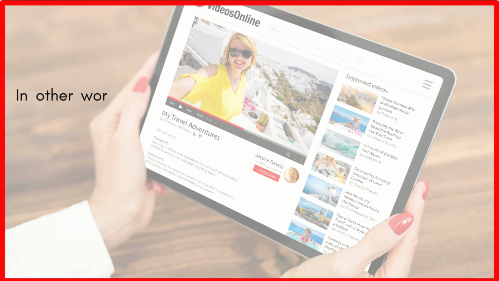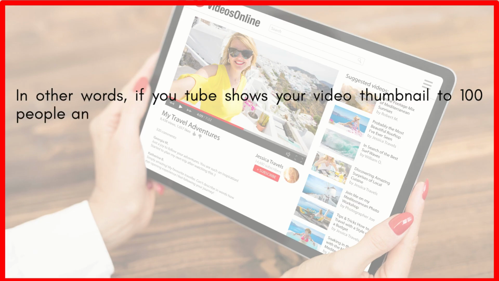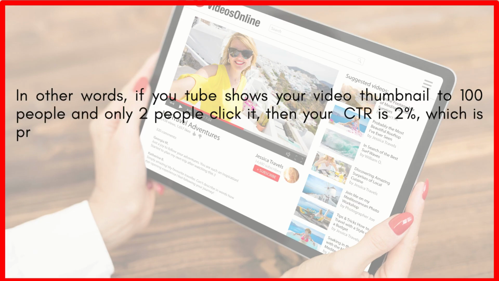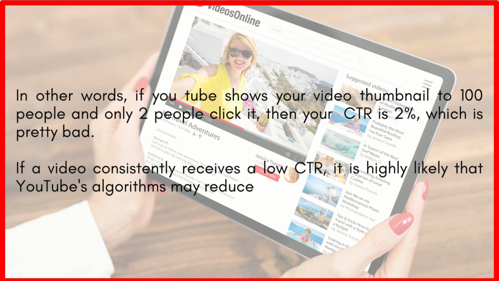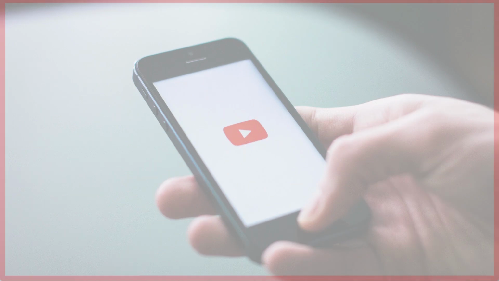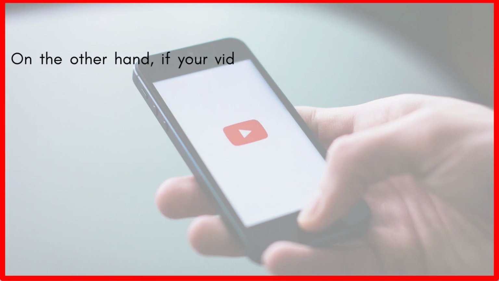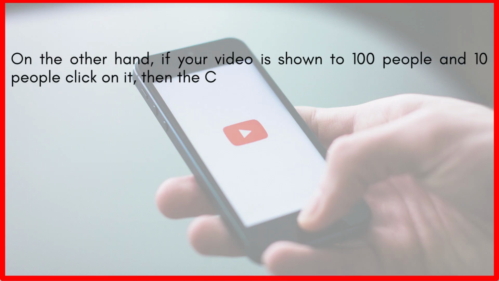In other words, if YouTube shows your video thumbnail to 100 people and only 2 people click it, then your CTR is 2%, which is pretty bad. If a video consistently receives a low CTR, it is highly likely that YouTube's algorithms may reduce its visibility. On the other hand, if your video is shown to 100 people and 10 people click on it, then the CTR is 10%, which is pretty good.